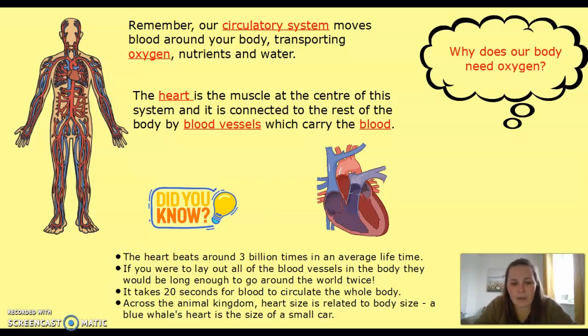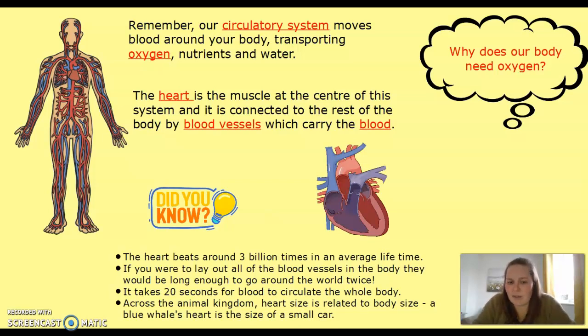Okay, there's a couple of facts down at the bottom here. So did you know that your heart beats around 3 billion times in an average lifetime? We talked in the last lesson about your heart rate and your pulse, and where you can find it, and your heart rate is how many times it beats per minute.